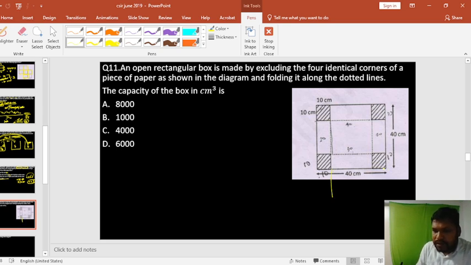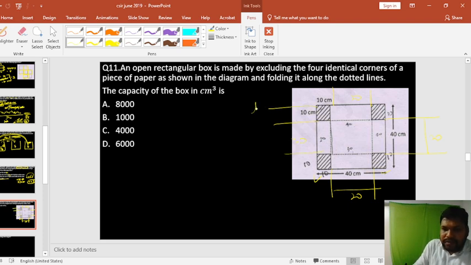So this side, how much is remaining here? From here to here, it's a 20. Because 10 you are excluding here, 10 excluding here. And here also you excluded 10, so it's a 20 here. And this side also it will be 20. And this side also it will be 20.